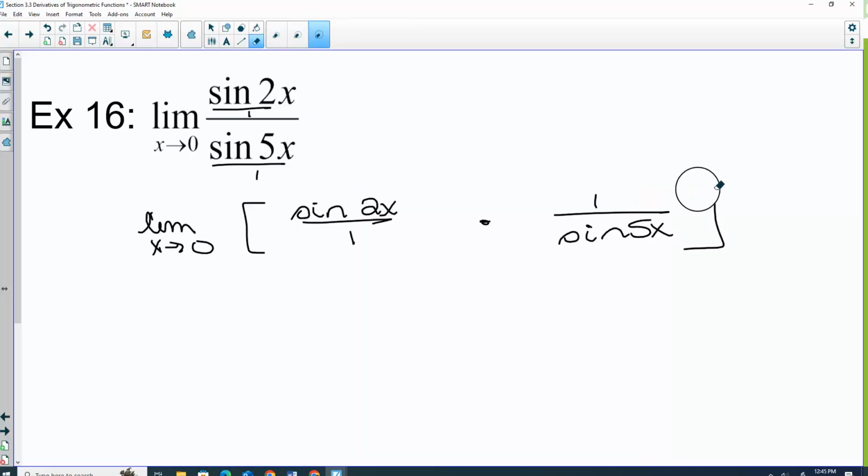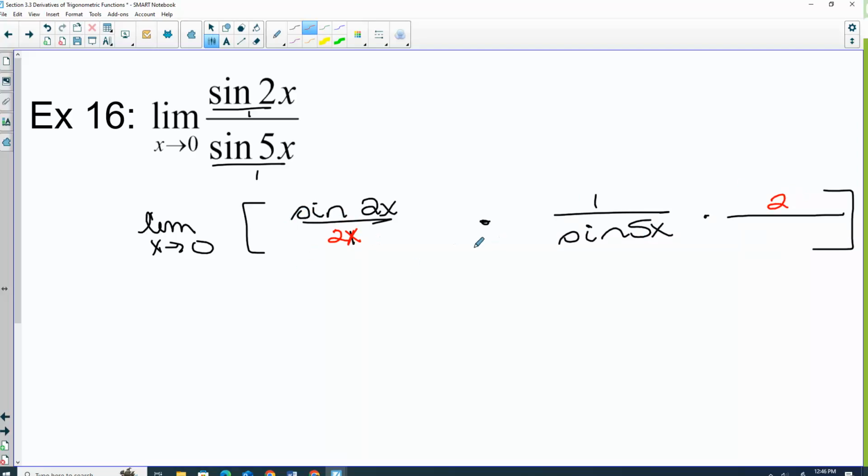We need some stuff. You need 2x on the bottom. Okay, this one needs a 2 and an x on the bottom, right? So if I'm going to put a 2x on the bottom, I have to put a 2x somewhere on top. Do I need a 2 anywhere else? So I'm going to throw it off by itself. Do I need an x anywhere else? Yeah, on the top. Okay, I need it to go with this sine of 5x.